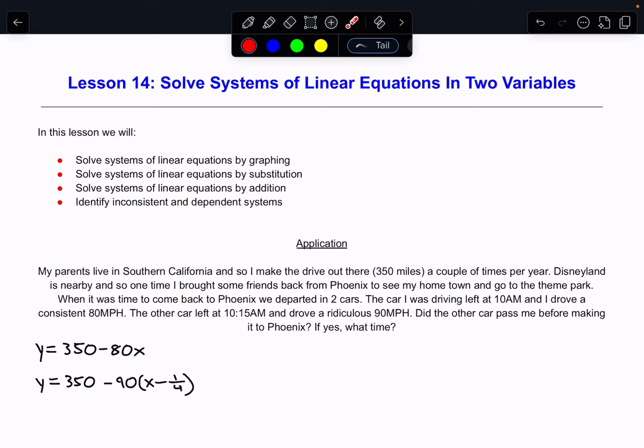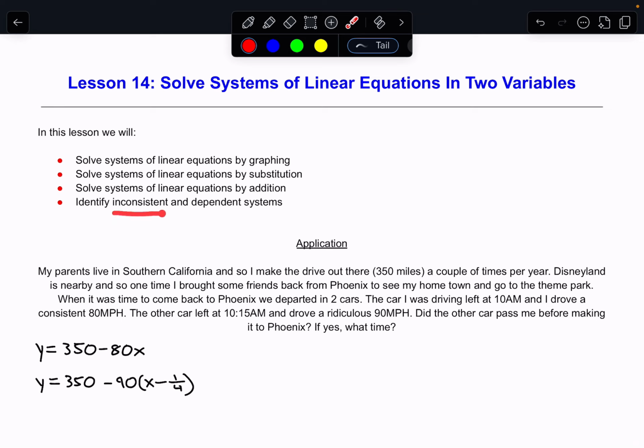But we also need to learn substitution and addition, which is where we will actually eliminate variables and then solve for them algebraically. And then whenever we solve things, we're going to be able to identify if they are inconsistent or dependent systems. All that means is when we get an answer or a solution, we're going to be able to say what that means about the system.